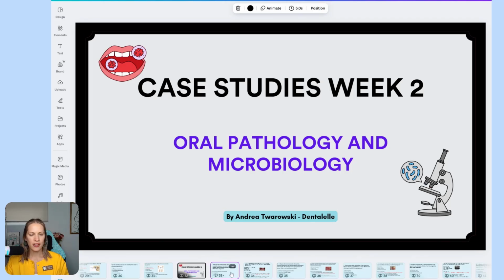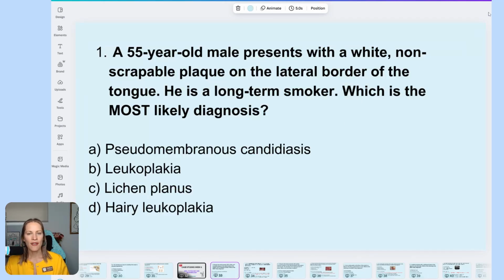So, the first one here, a 55-year-old male presents with a white, non scrapable plaque on the lateral border of the tongue. He is a long term smoker. Which is the most likely diagnosis? A, B, C, or D? And feel free to stop the video if you don't want to hear the answer yet, because I'm going to go over to the next slide where I'm going to talk over the answer with you with the rationales.